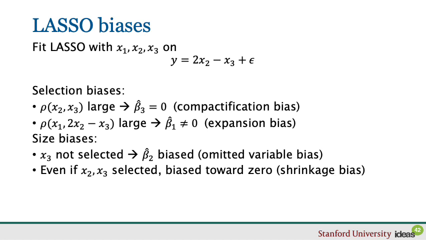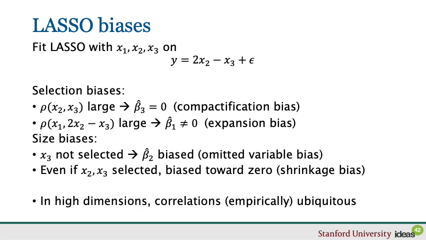Even if x2 and x3 are selected, there will still be some bias by shrinking the coefficients towards 0. So even then, there will be some shrinkage bias, but that I think is typically second order to the omitted variable bias, which may be more misleading than simply shrinking towards 0. So in high dimensions, I would say that such correlations can happen a lot, and therefore we always have to be aware that such biases can happen, and we should be very careful with interpreting.